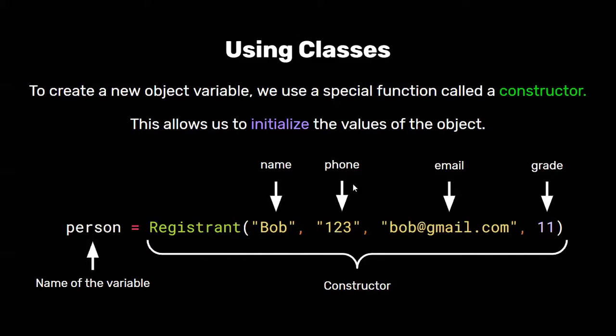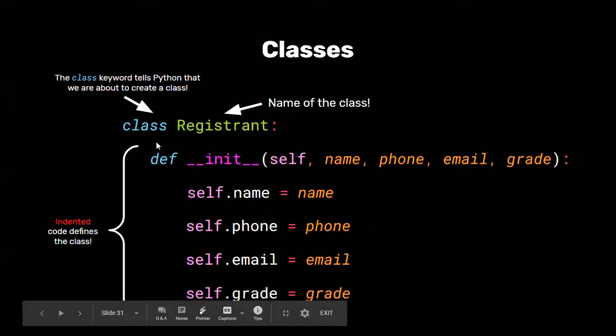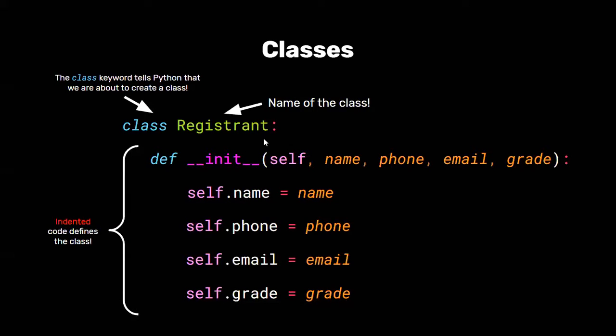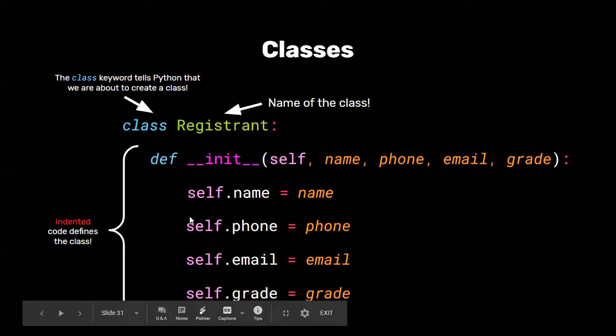So again, we can pass a string, a string, a string, and an int, and it will use this function to set all of that data for us.